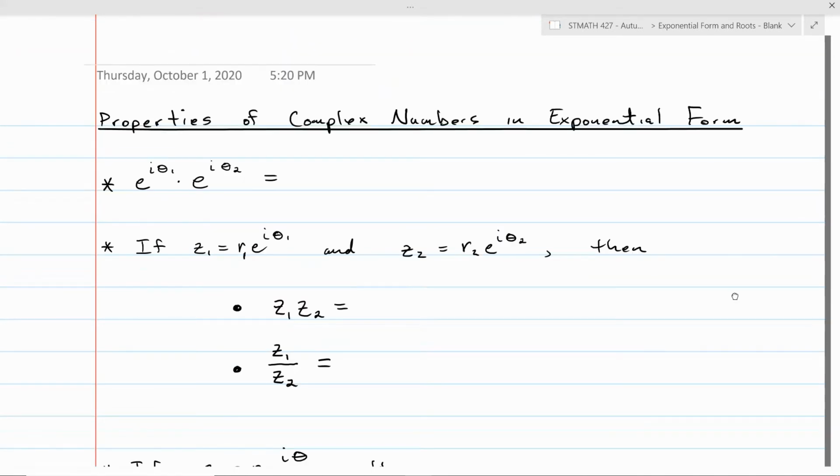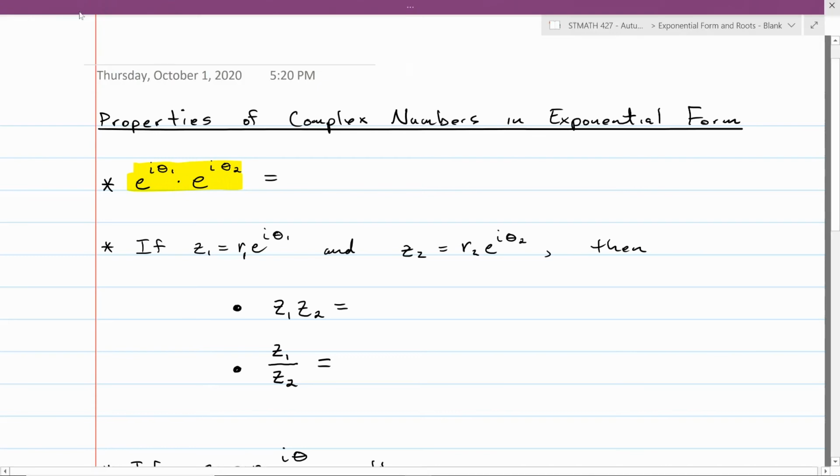As you may remember from your algebra class from way back, exponential functions have nice properties, like when you multiply them and when you divide them. Using this notation e to the i theta, it's really going to act like an exponential function. For example, this first property here, what should you get when you do e to the i theta 1 multiplied times e to the i theta 2?